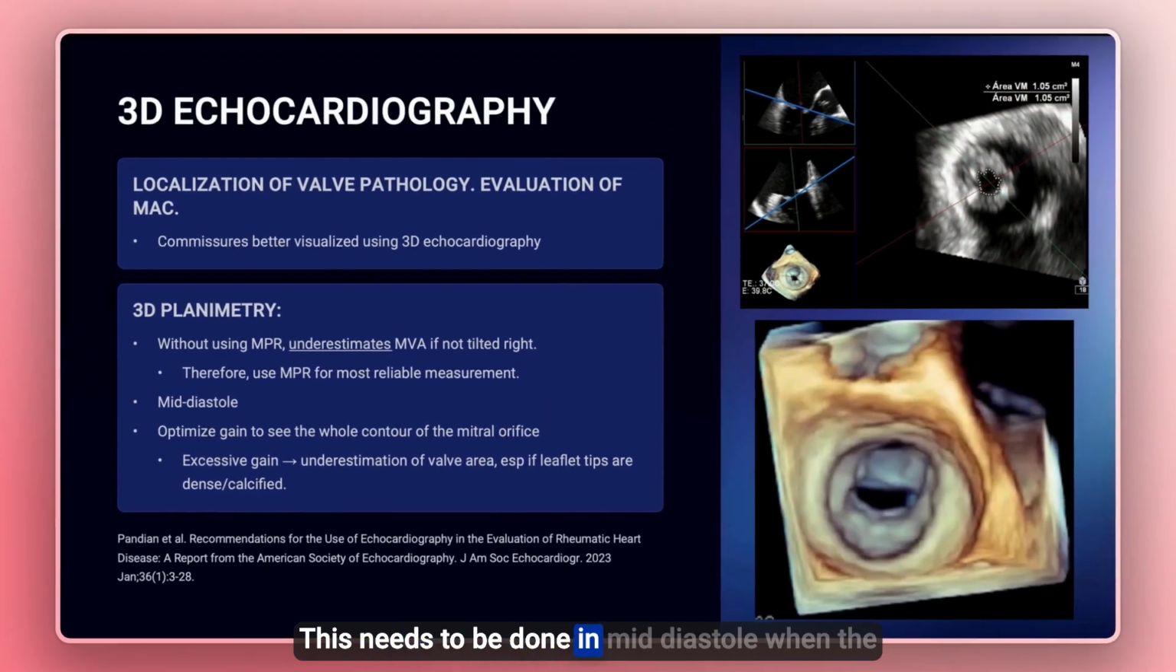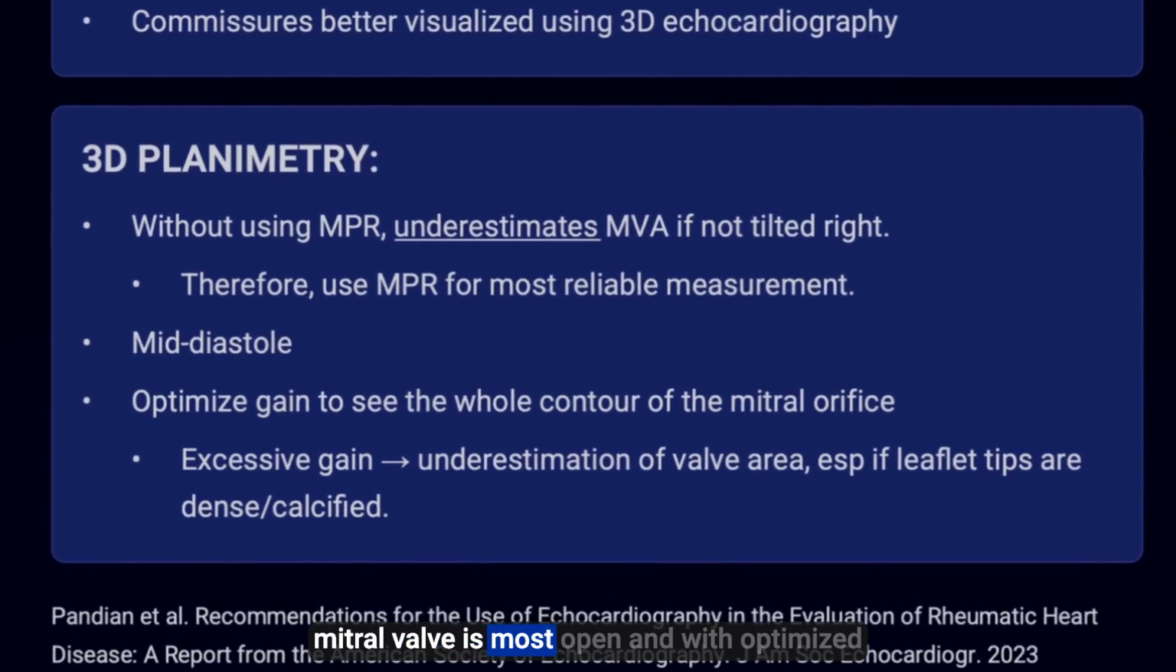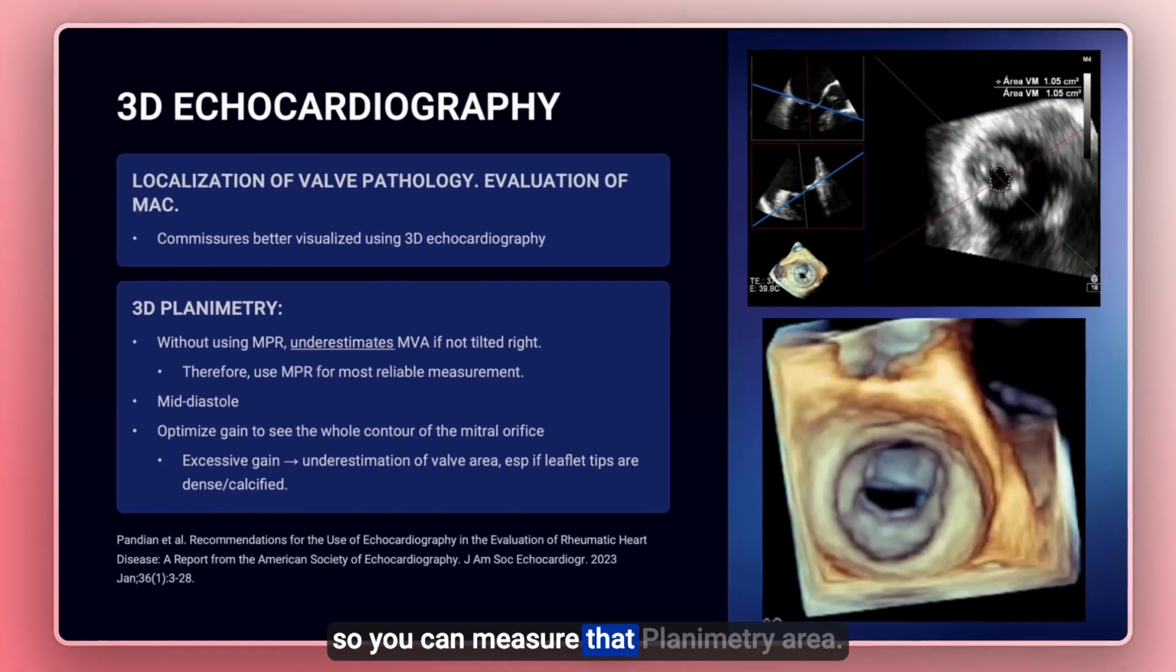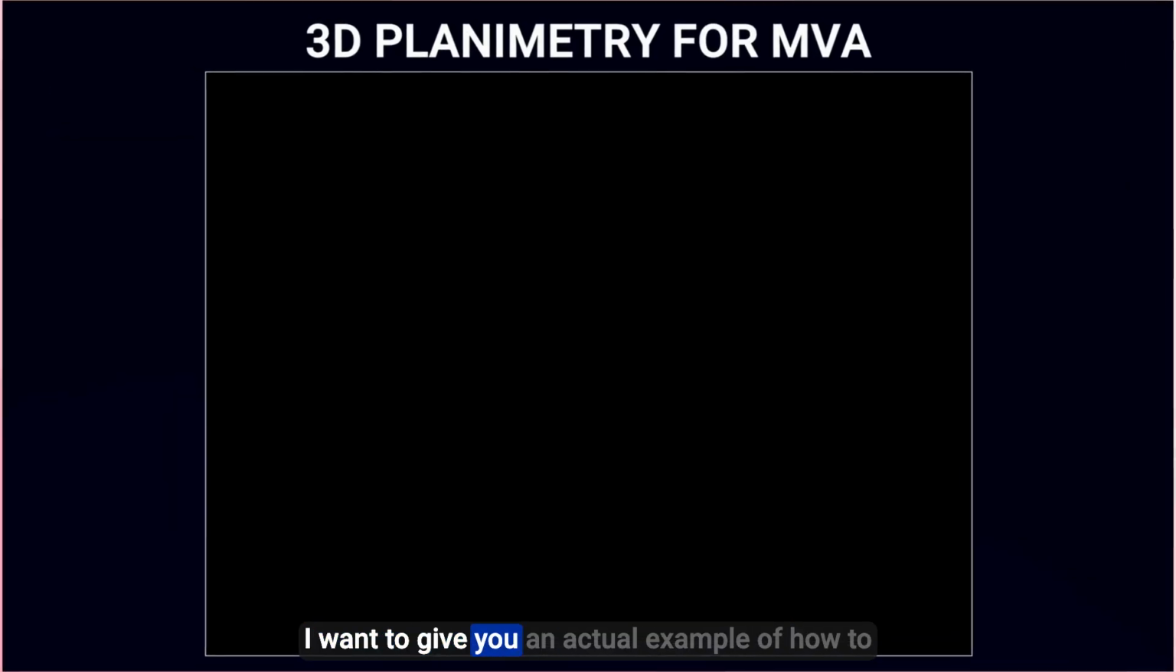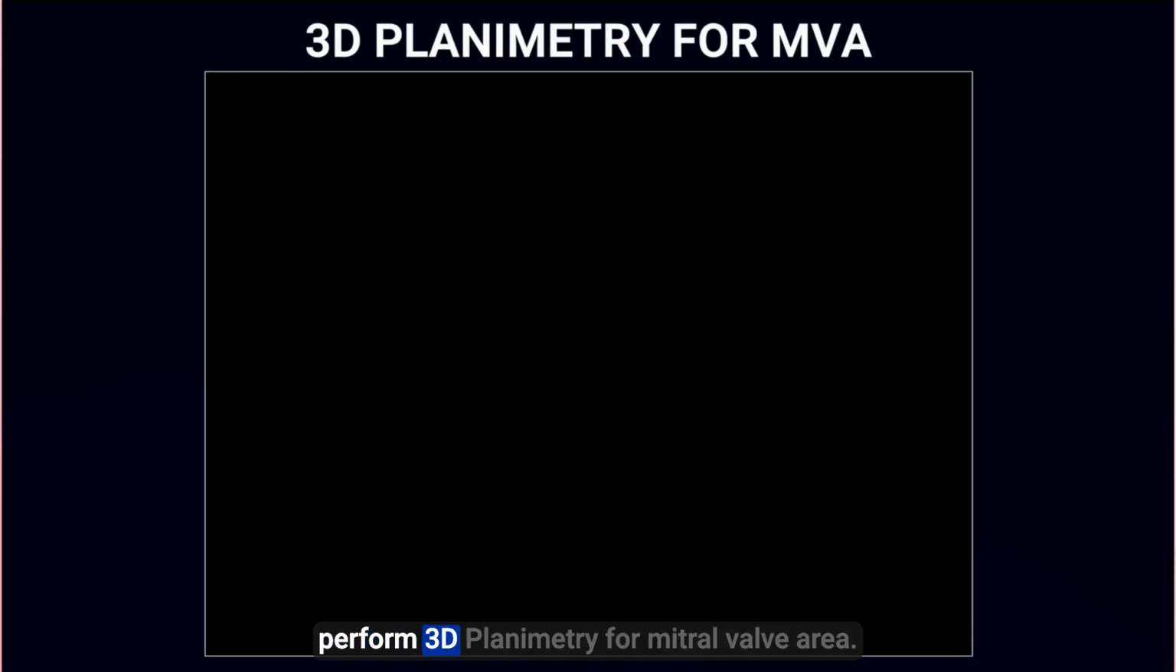This needs to be done in mid-diastole when the mitral valve is most open and with optimized gain settings, especially in the calcific mitral stenosis patients, to get the truest leaflet edges so you can measure that planimetry area. I want to give you an actual example of how to perform 3D planimetry for mitral valve area. This video goes quick, so feel free to pause it, rewind it, or re-listen to it as needed.